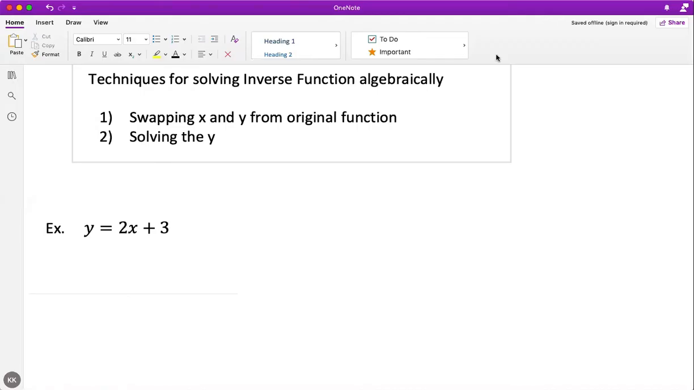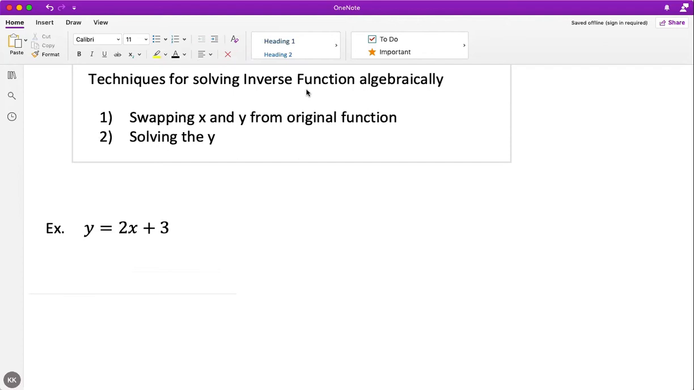So for this video, I want to show you how to solve the inverse function using the algebra method. For this example, I give you the equation y equals 2x plus 3, and I want to look for the equation for the inverse function. So what are the techniques of doing this type of question?